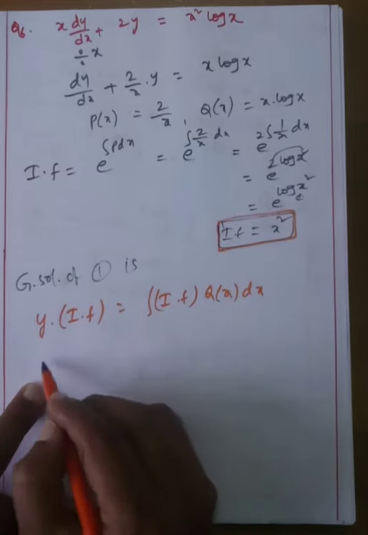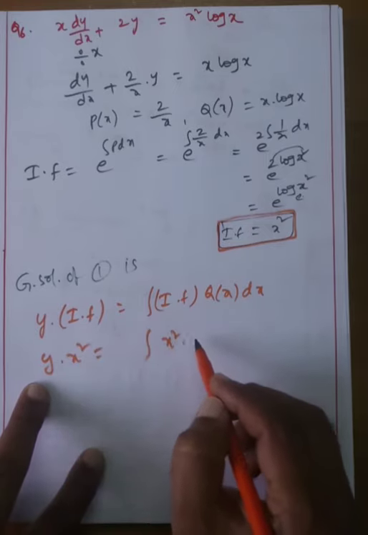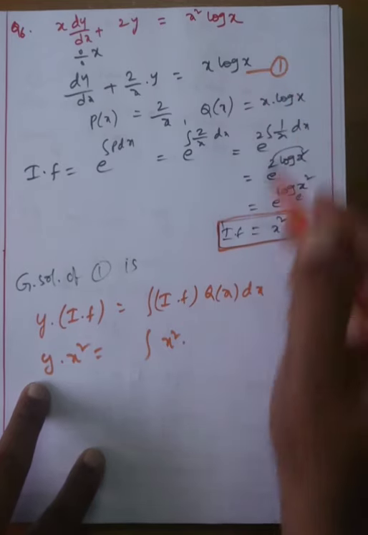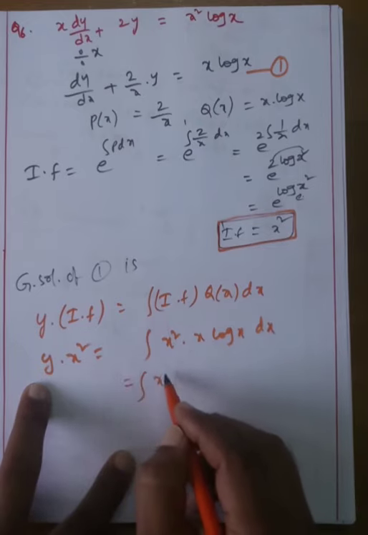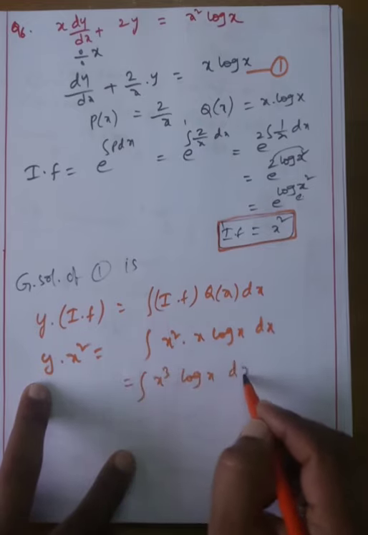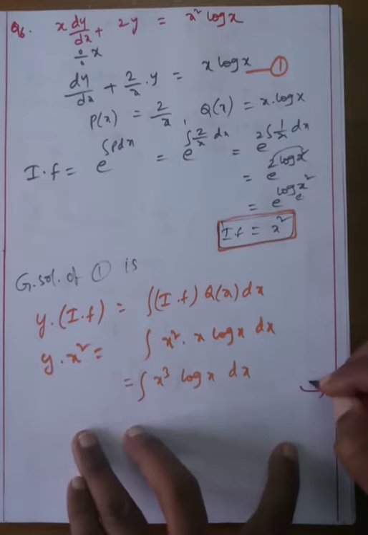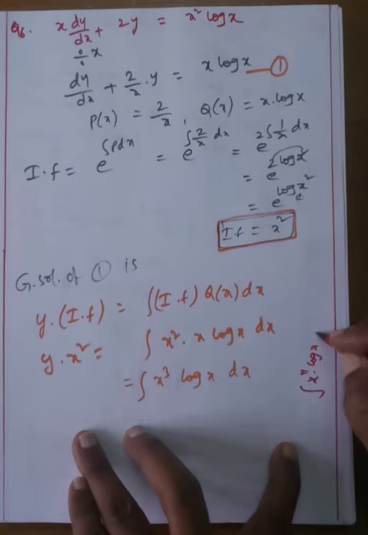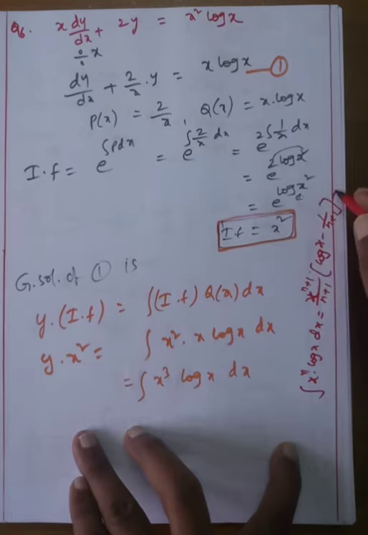Okay, now y into the integrating factor, x square, is equal to x square into x log x. This is equation number 1. This is equal to the integral of x cube into log x dx. I already explained the formula. The integral of x power n into log x dx, the same way, equals the formula: 1 by n plus 1, x power n plus 1 by n plus 1 into log x minus 1 by n plus 1, plus c.